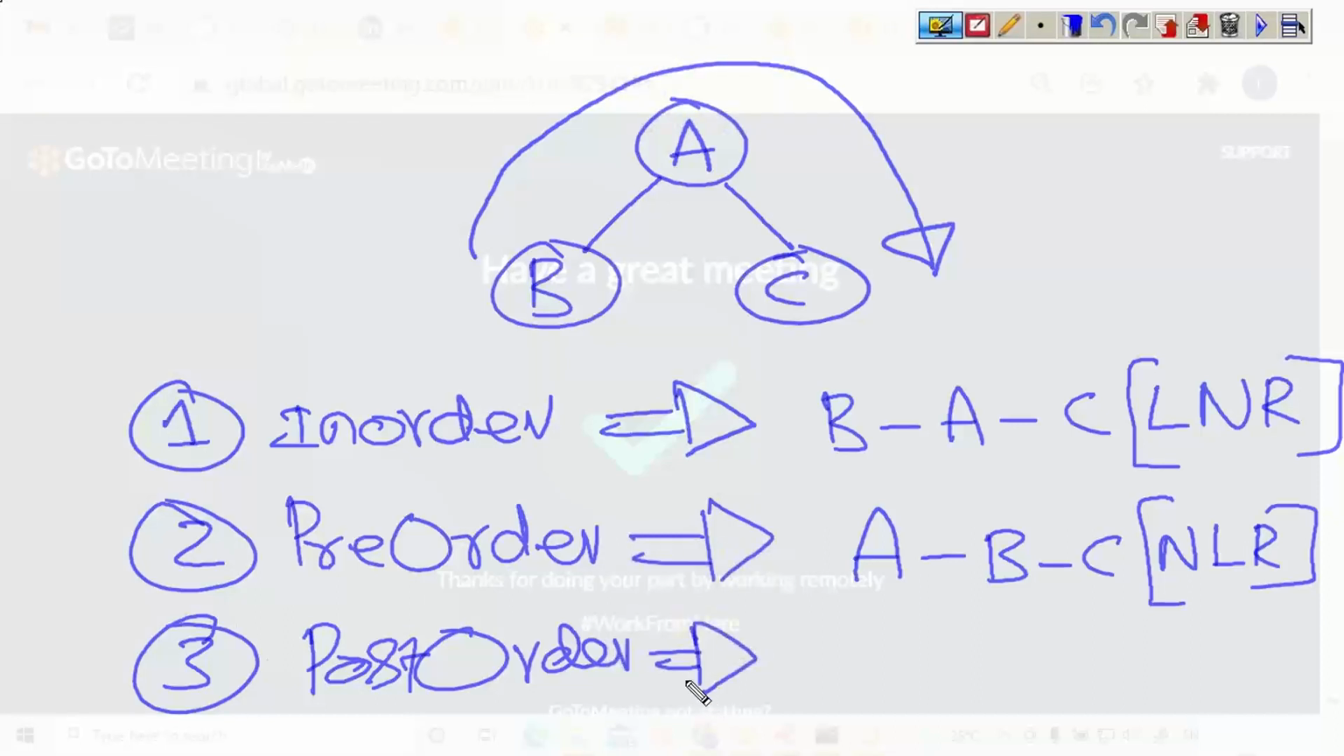In case of post-order, node should be the last. First B, then C, then A. You can represent it as left, right, node. Post-order. These are the three different ways to traverse a tree.